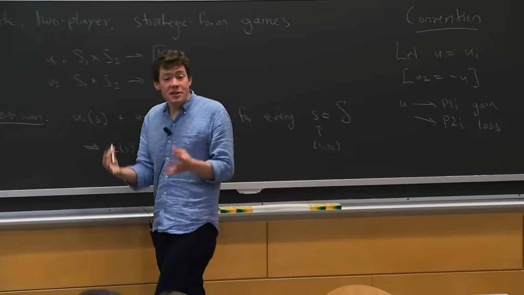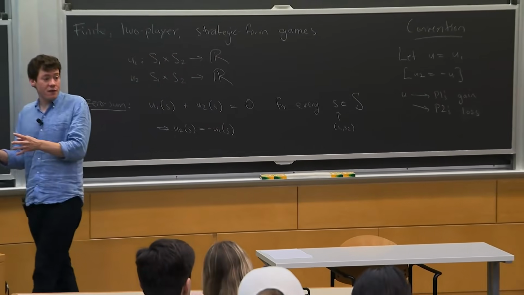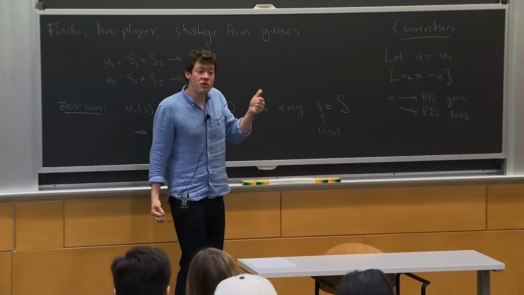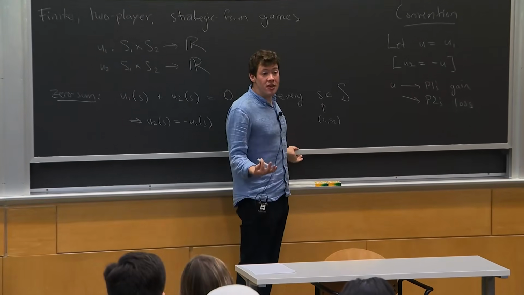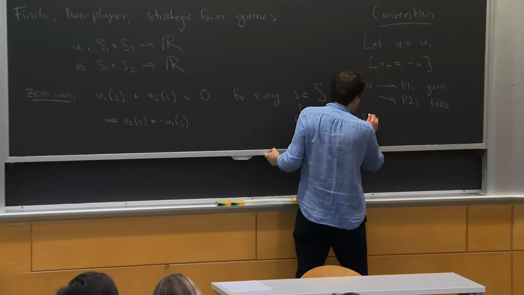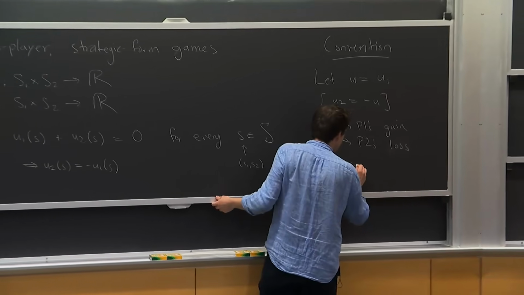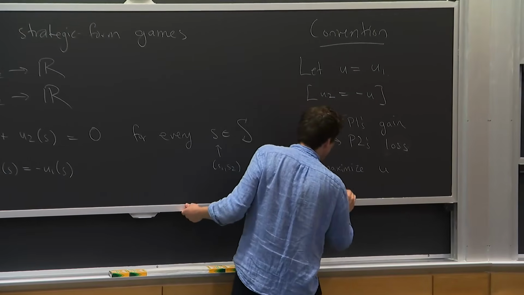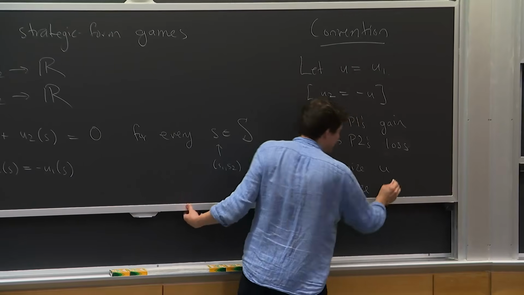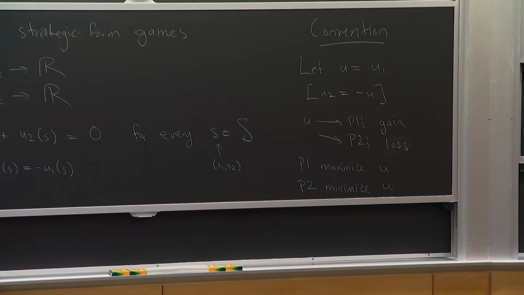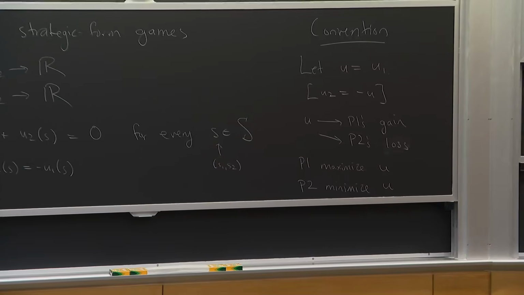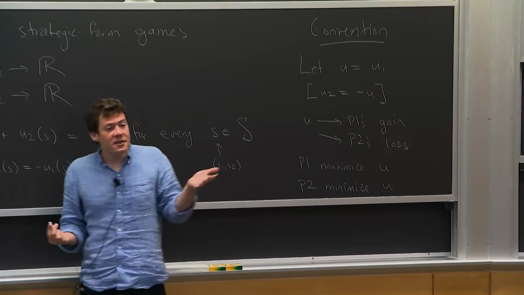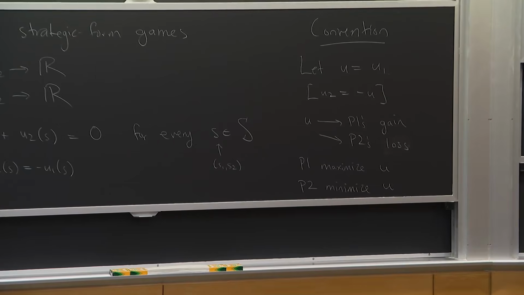So instead of thinking of each player as having their own utility function that they're trying to maximize, we now just have one function U, but now the players are doing different things with it. So player 1 is trying to maximize U, but player 2 is trying to minimize U. And we're going to maintain this throughout the course. Now, this creates this kind of asymmetry between the players. Player 1 is the maximizer. Player 2 is the minimizer.